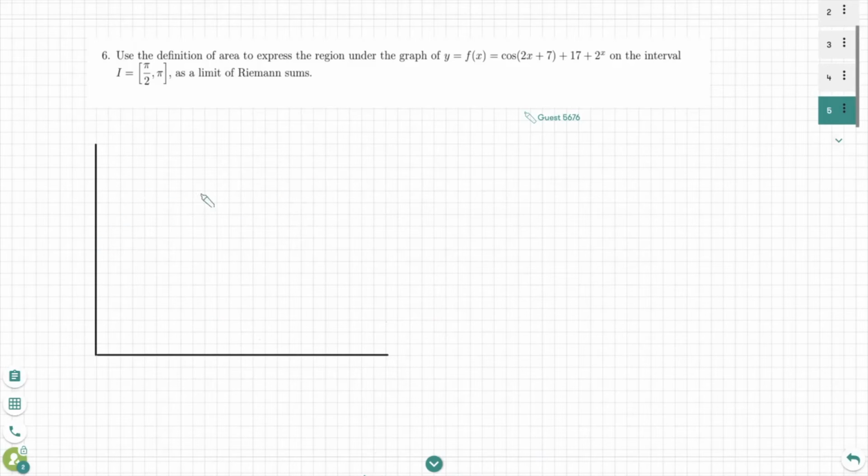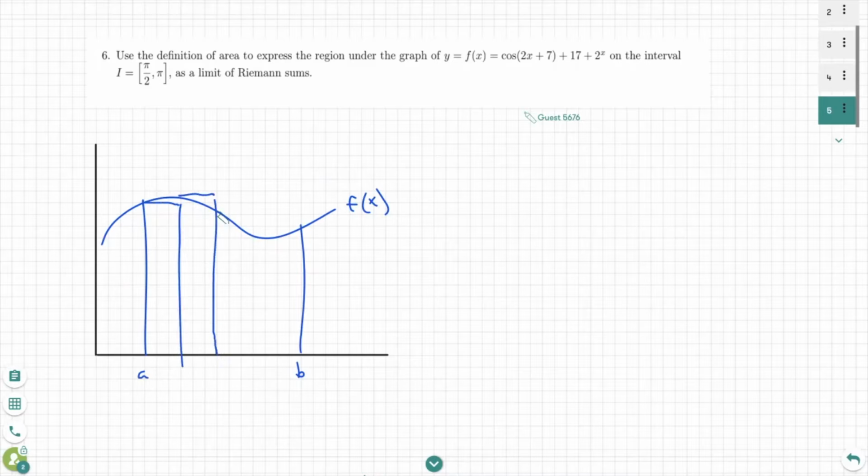Let's say this is our f of x function, and we're estimating the area below from a to b. And we just have our rectangles. Well, to get the rectangles, like you said, we multiply the base times the height, right?